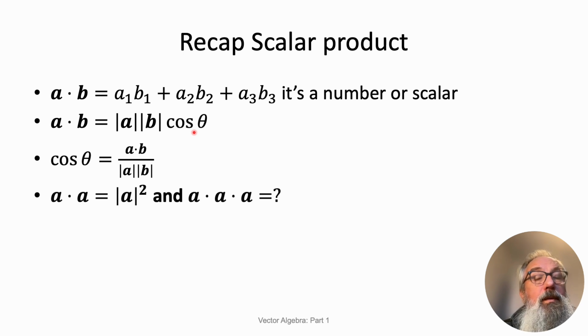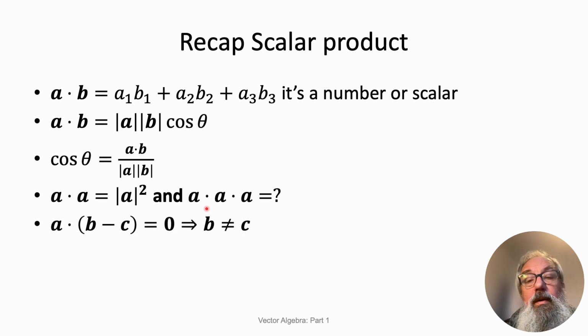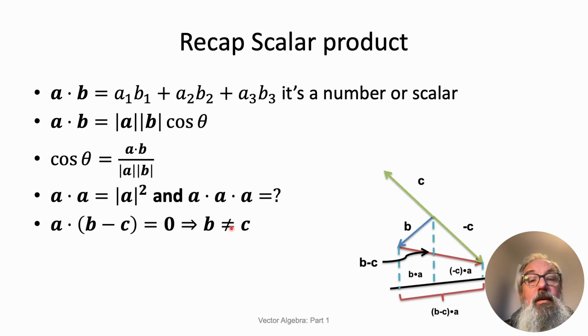A dot a is a squared, the magnitude of a squared, straightforward. And a dot a dot a does not exist because you can't multiply three vectors together with the dot product, scalar product. A dot (b minus c) equals 0 doesn't mean that b equals c. The normal rules of arithmetic don't apply, so you have to be careful about that and understand what it really does mean in terms of vectors.